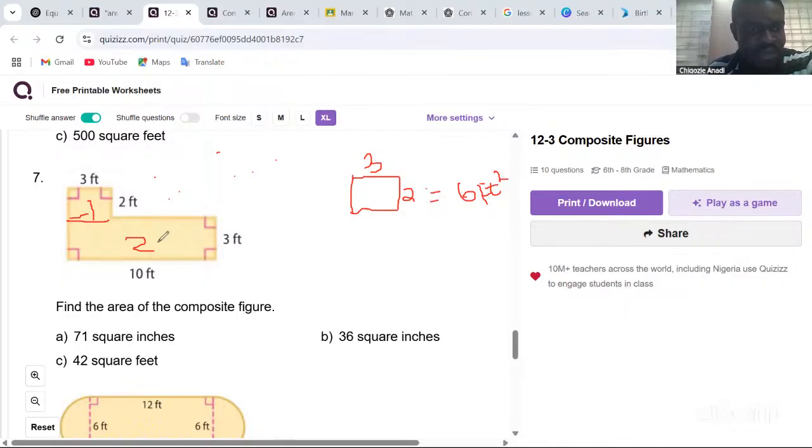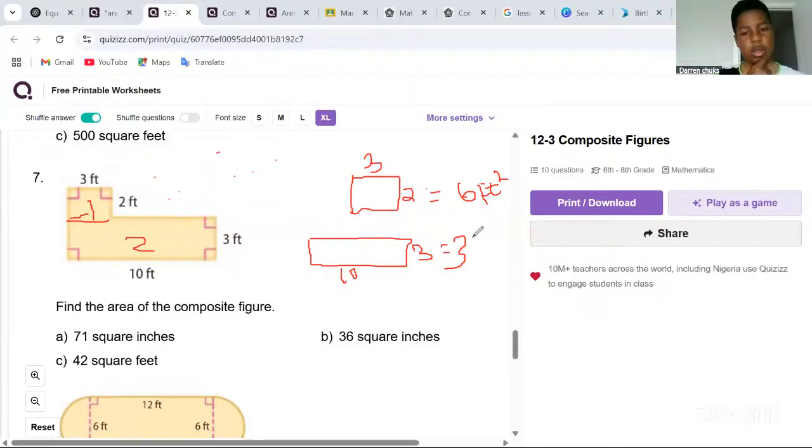Now look at the second shape, shape 2. Is it a rectangle or a square? It is a rectangle. So if I'm to draw that shape here now, I'm going to be having something like this. I already know my length to be 10. And I know my breadth to be what? 3. So 10 times 3 will give me what? 30. Right? So the area is going to be 30 square feet. That will be the area of this particular rectangle.